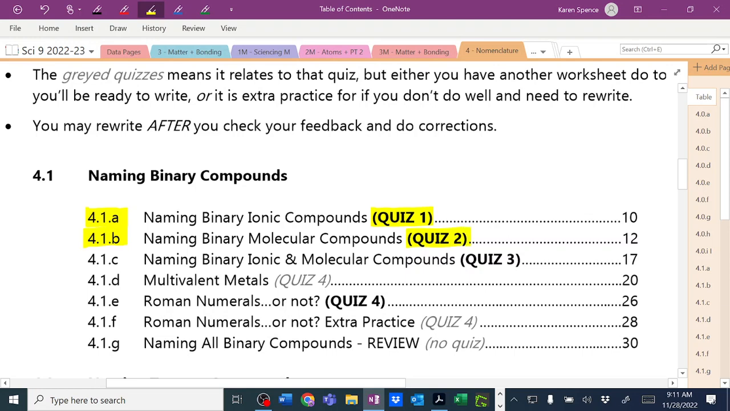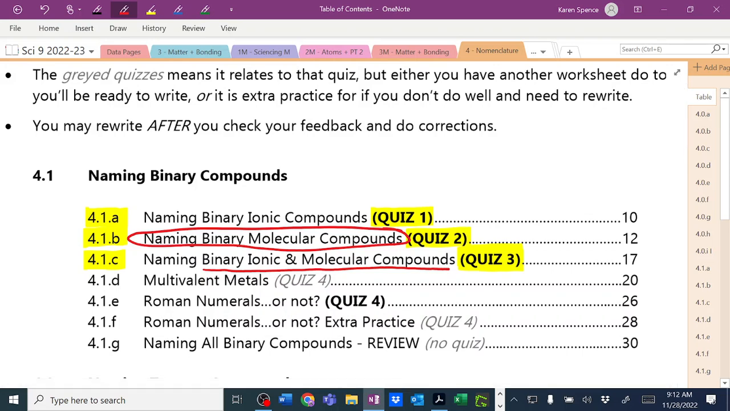4.1b takes us to quiz 2, okay? And then 4.1c, once you've completed that, you are ready for quiz 3, okay? So what's going to happen today is most of you are going to be doing quiz 1. You'll be doing the prefixes quiz, and then we will learn together about the binary molecular compounds, these ones. And then we will also learn about how to tell the difference between those ionic and molecular compounds.